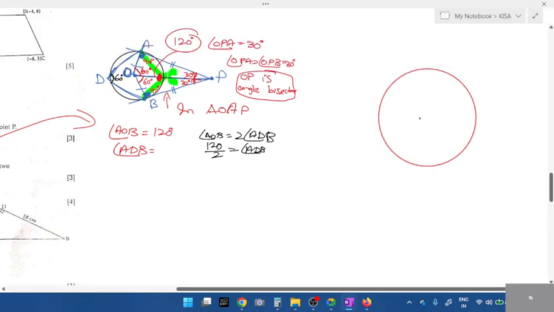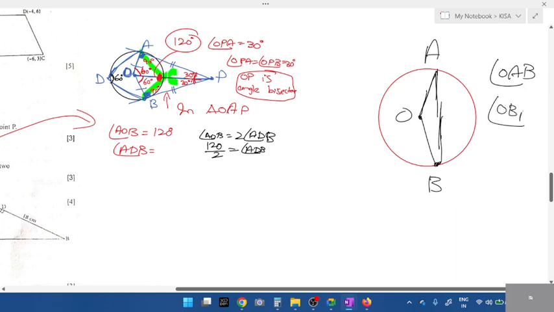Now, this point O and A is given, A and B is given here. I'll join this line. Is it possible to find angle AOB, OAB? Can we find OAB and OBA? What kind of triangle is formed, students? Isosceles triangle. What's the value of AOB we found? It's 120. So angle AOB is how much?